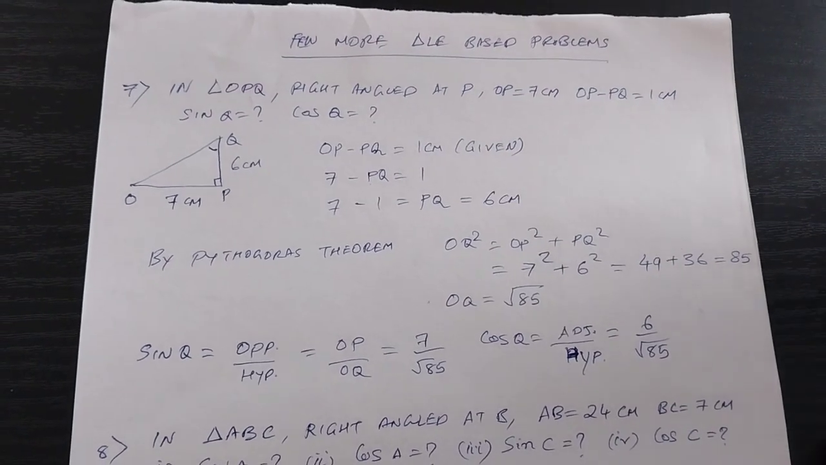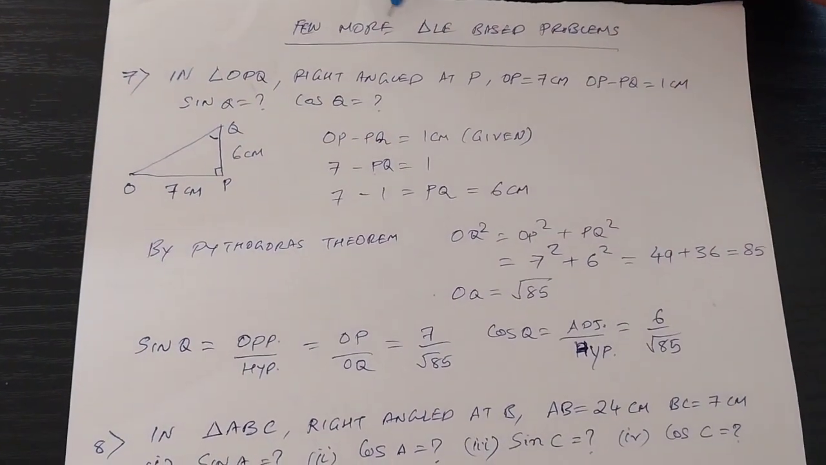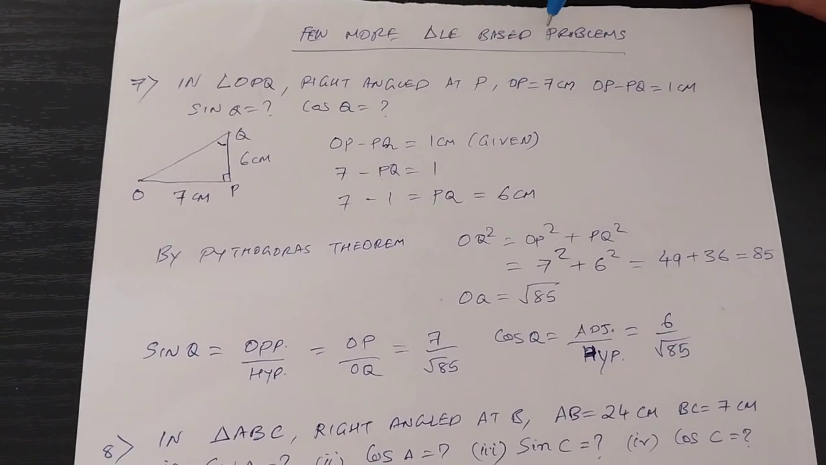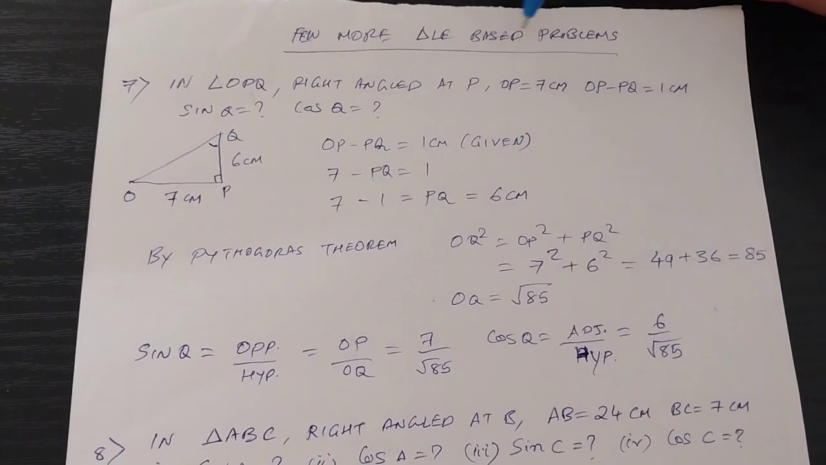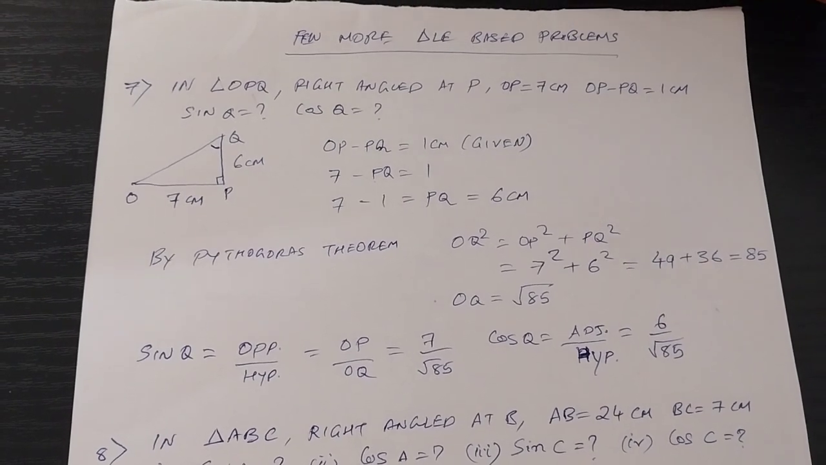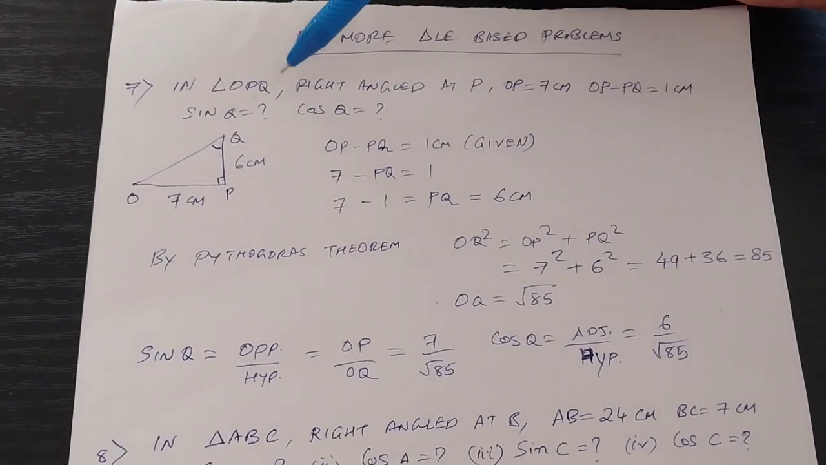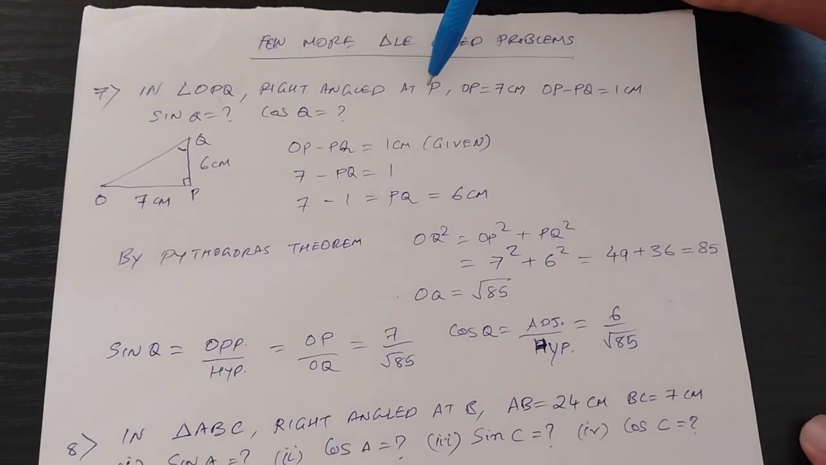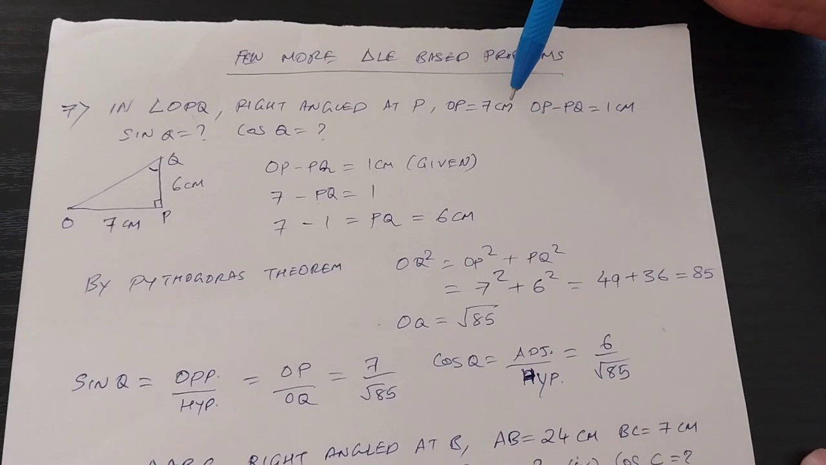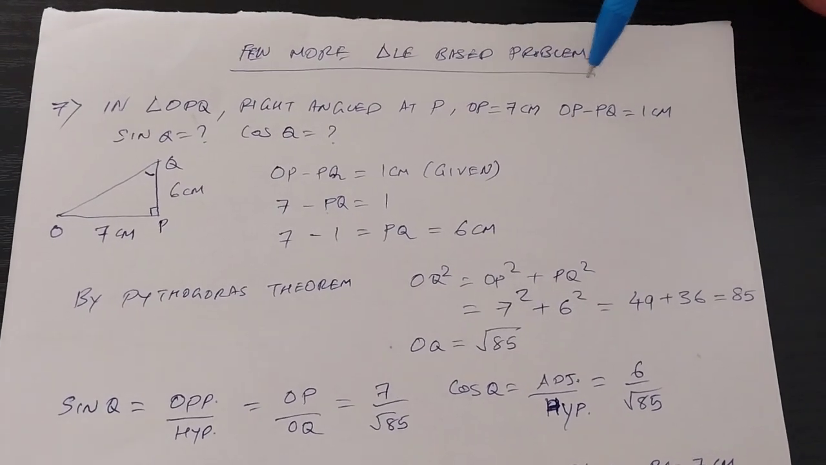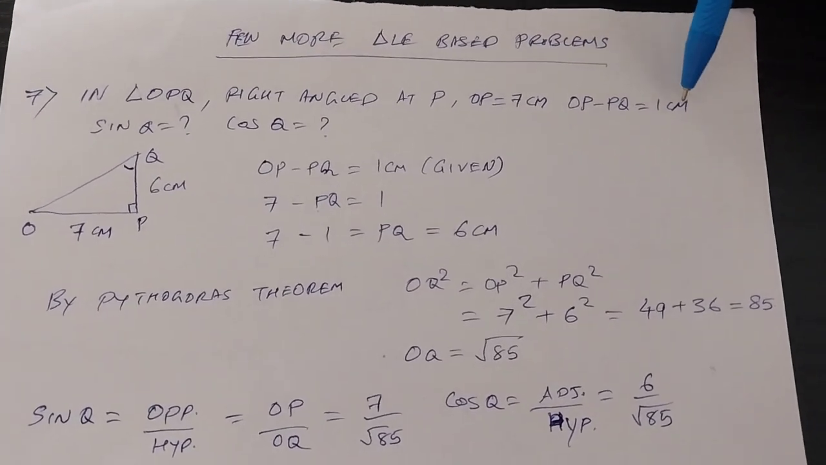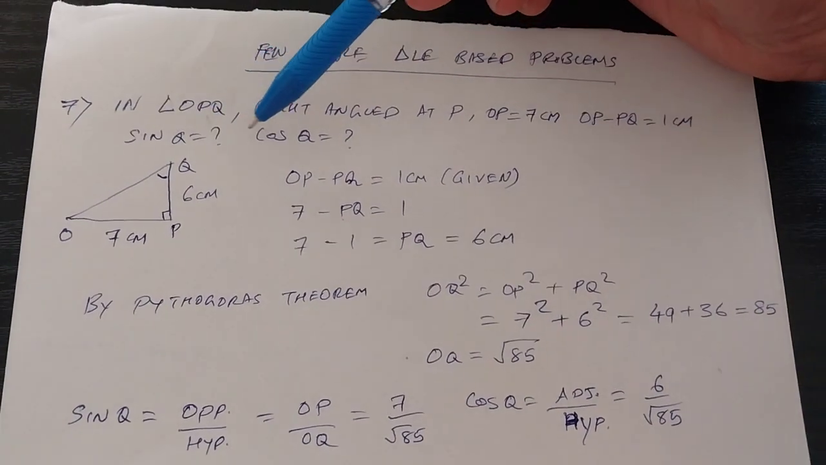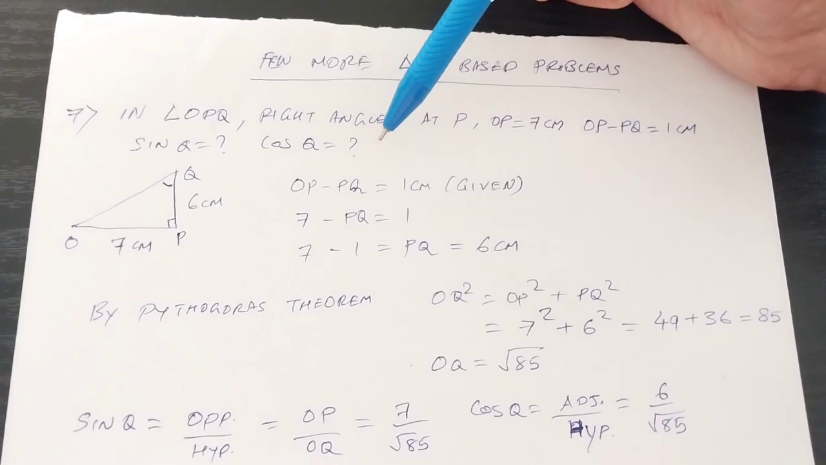Hi friends, now let us look at a few more triangle based problems. These are type 1, as you have seen before, one of the types of trigonometric problems. Given a triangle OPQ, right angled at P, OP is equal to 7 centimeter, and OP minus PQ is equal to 1 centimeter. We are asked to calculate sine Q and cos Q.